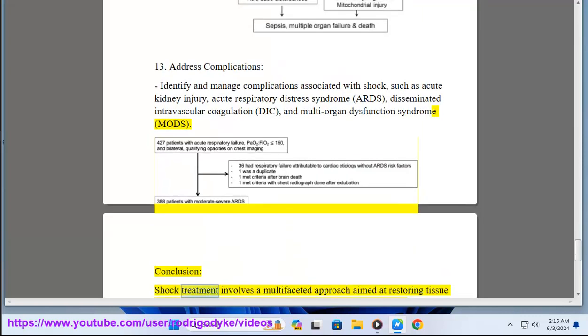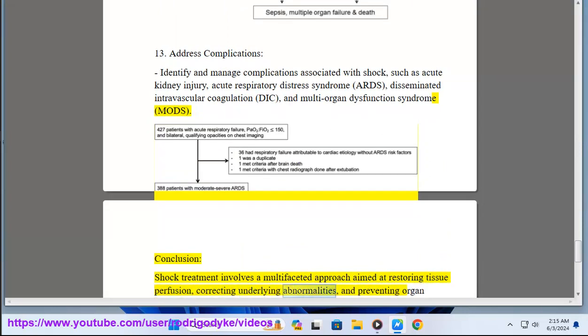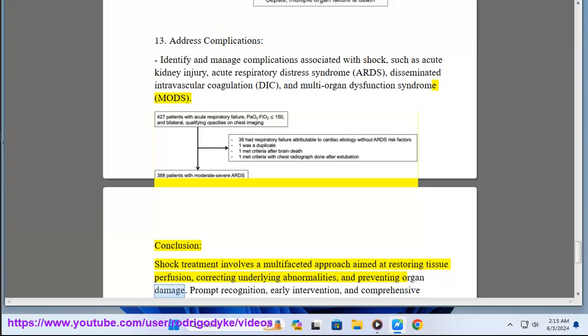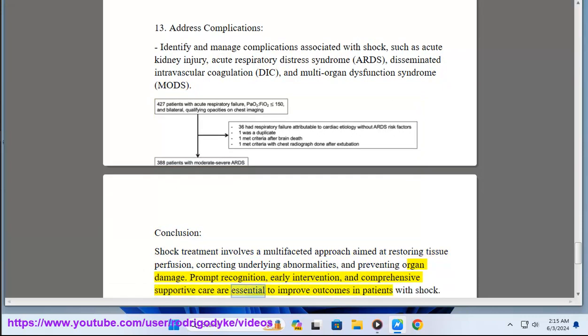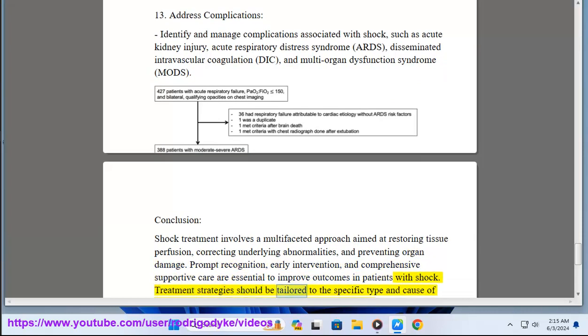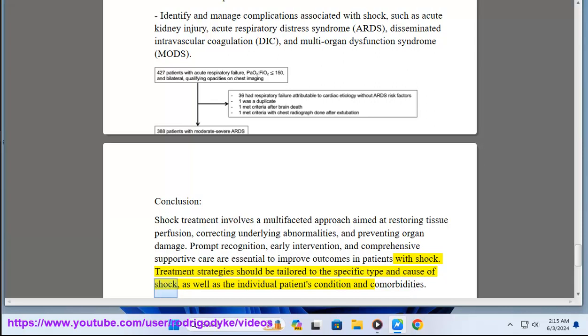Conclusion. Shock treatment involves a multifaceted approach aimed at restoring tissue perfusion, correcting underlying abnormalities, and preventing organ damage. Prompt recognition, early intervention, and comprehensive supportive care are essential to improve outcomes in patients with shock. Treatment strategies should be tailored to the specific type and cause of shock, as well as the individual patient's condition and comorbidities.